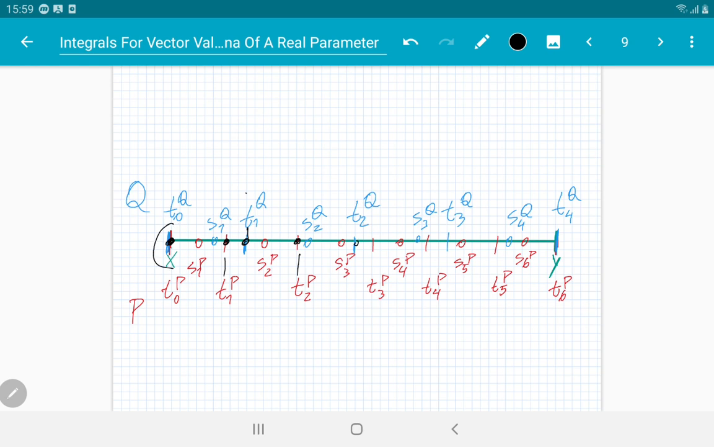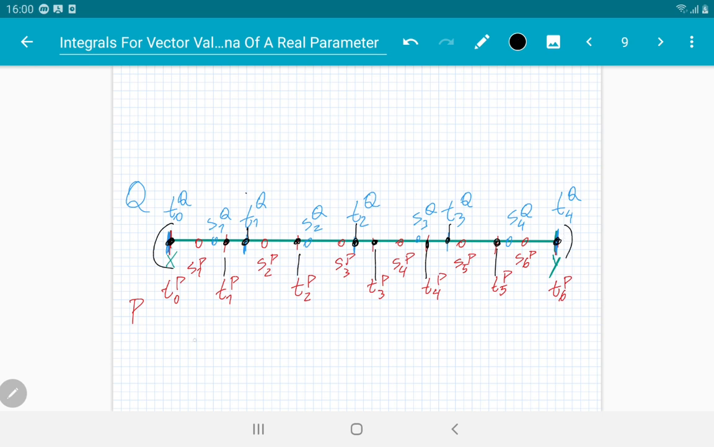So the fifth point is this guy, T2Q. Yeah, the sixth guy is this one. Seventh, this one. Eighth, this one. And the ninth is this one. And the tenth is the same.